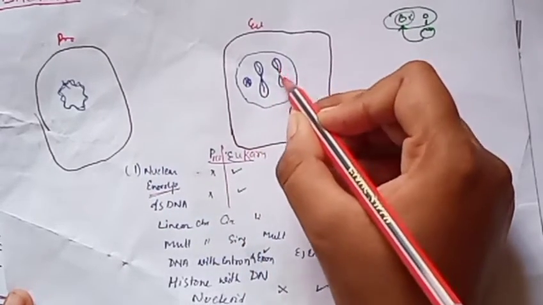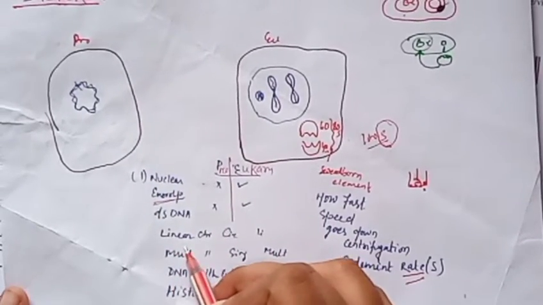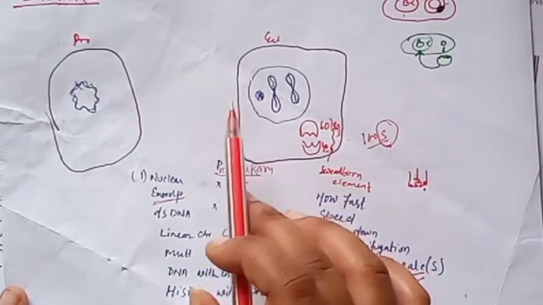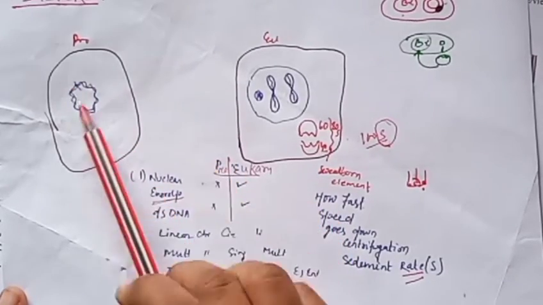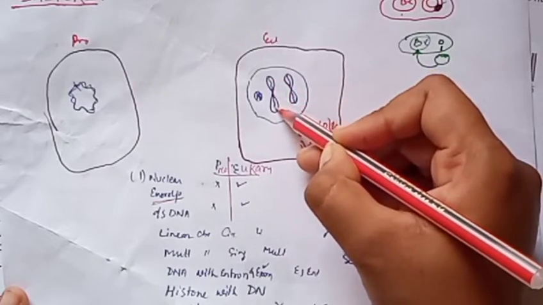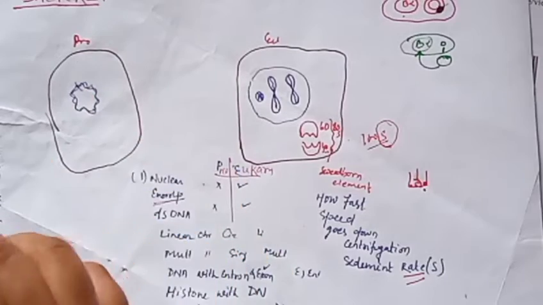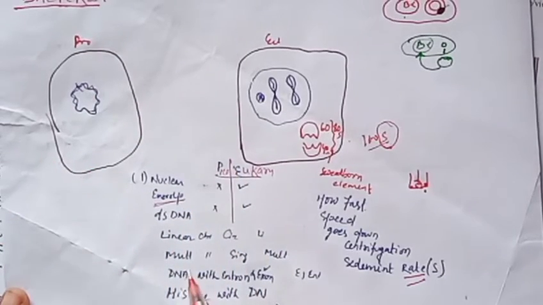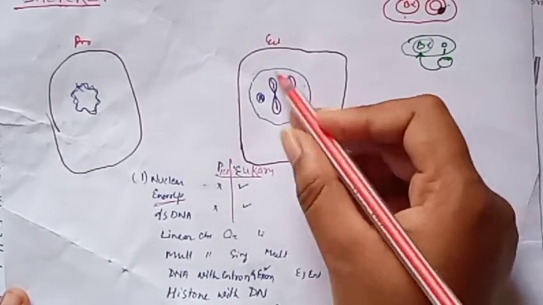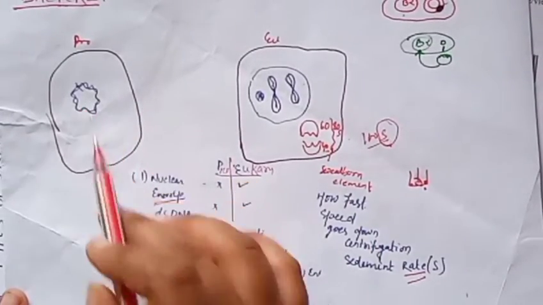Double-stranded DNA is present. Here you can see the eukaryote having double-stranded DNA. Here no double-stranded DNA is present. Then linear chromosomes are present in the eukaryote, but in the prokaryote the chromosome is circular. Then it has histone. Here you can see the chromosome containing histone protein, but in the prokaryote there will be no histone, and there are multiple chromosomes present in one nucleus. Here, a single chromosome is present.